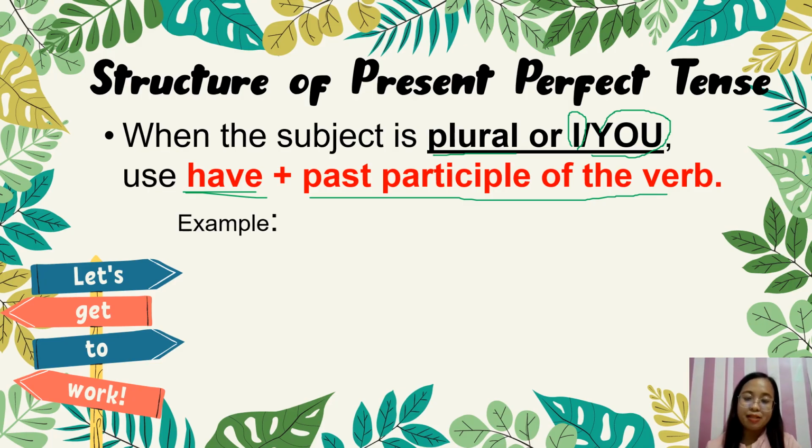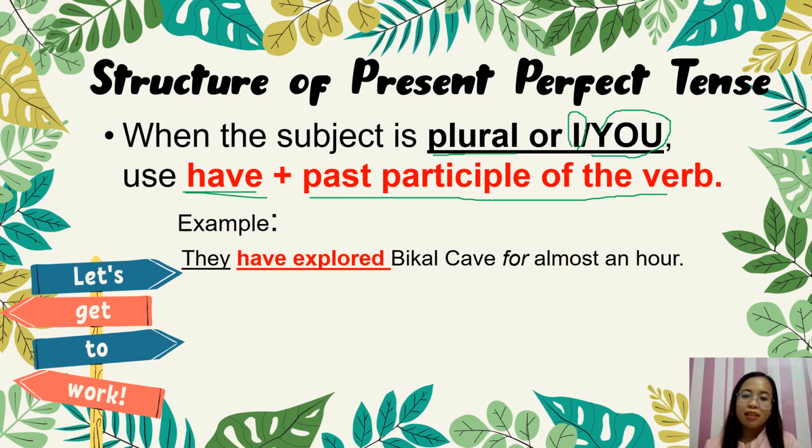Okay po? For example, they have explored Bicol Cave for almost an hour. Okay, subject, they. How about the verb? Have explored. O, di ba yung they is plural? So, kaya, gamitin natin yung have plus explored, the past participle of the verb explore. Diba? And meron tayo ditong for. So, pag may for, pwede siyang maging present perfect tense.